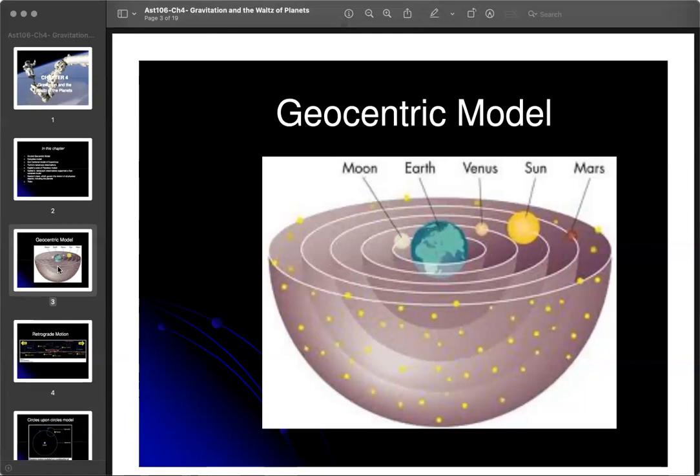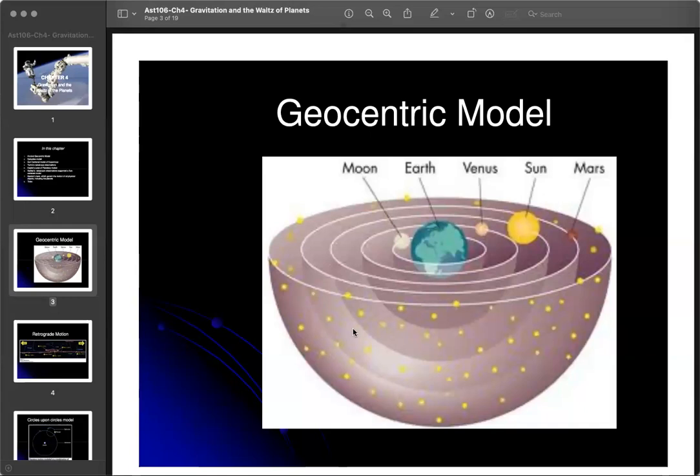So they thought that Earth was at the center of the universe and everything else was circling around it, including the sun, moon, planets, and stars. So this is an example of how they thought everything worked. This is a slight improvement on the celestial sphere model that we had talked about in the previous chapter.